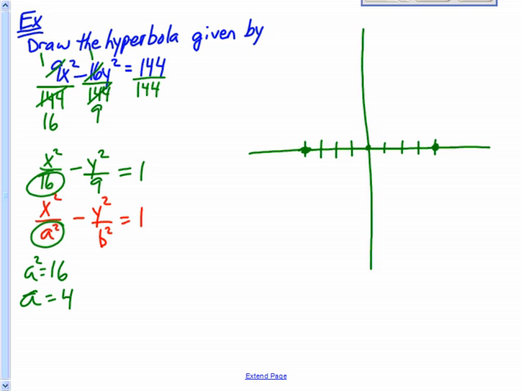We have, let's go ahead and put our b's on here. So our b squared, if you notice, is 9. So b squared is 9. So our b is 3. So I know our, we could call it a co-vertice, but it's not really, it's not on the hyperbola. It's just going to help us with our drawing, if you will. Okay. Now we're going to figure out our foci here.